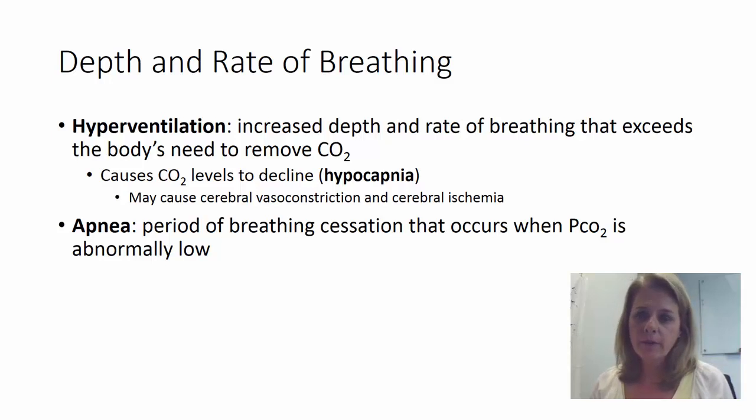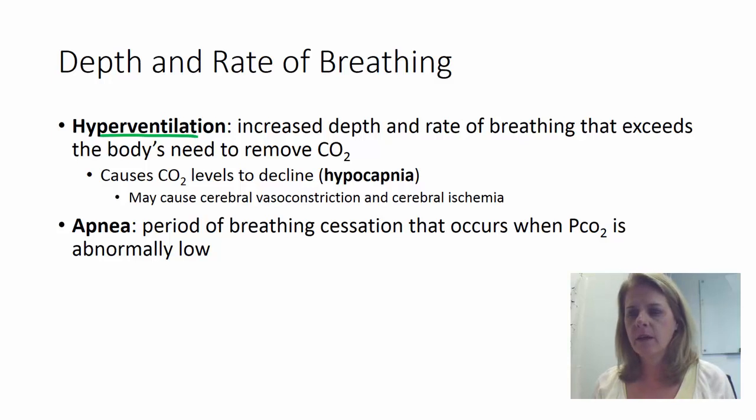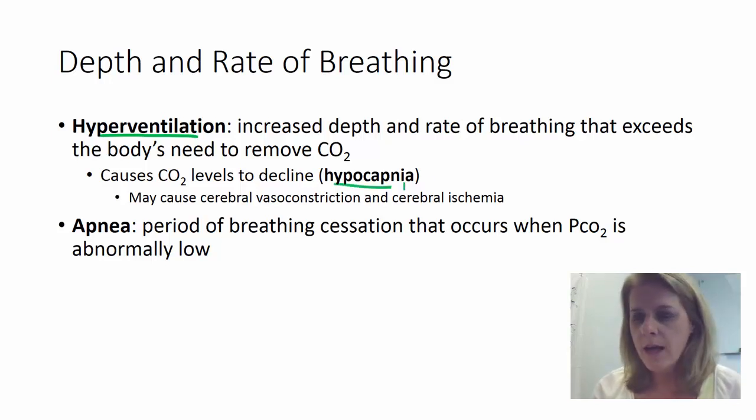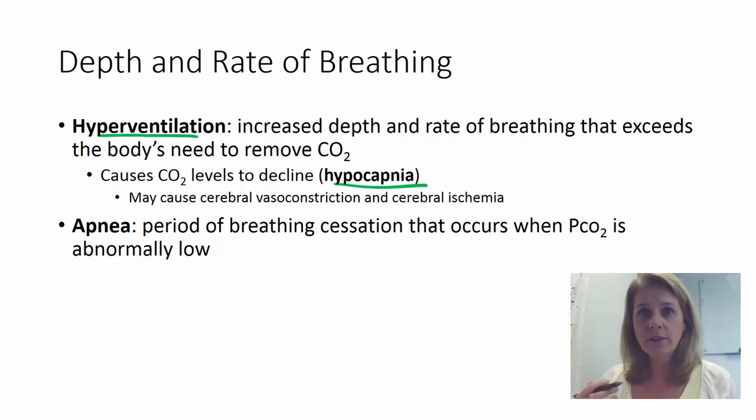Now, if you're hyperventilating, so you're breathing too fast and too deep, and you're exceeding the need to get rid of CO2, you're blowing off too much CO2. Your CO2 levels in your body are dropping. We call that hypocapnia. And when that happens, you may get cerebral vasoconstriction. You may get ischemia.